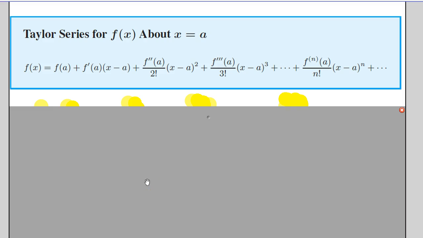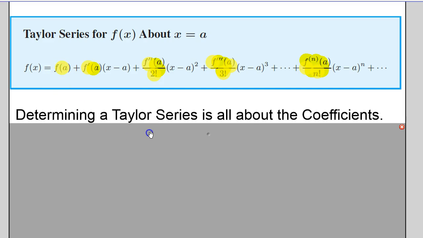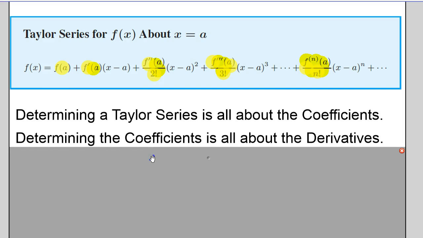Here's the general form of a Taylor series of a function f of x about a point x equals a. And really the most difficult part of determining a Taylor series for a function is actually determining the coefficients of the series. And the coefficients of the series is all about finding the derivatives of the function. For simple functions, the derivative and multiple derivatives are easy to find, but what if it's not such a simple function? So we're going to look at some strategies to do that.